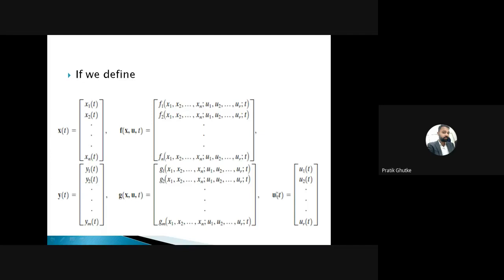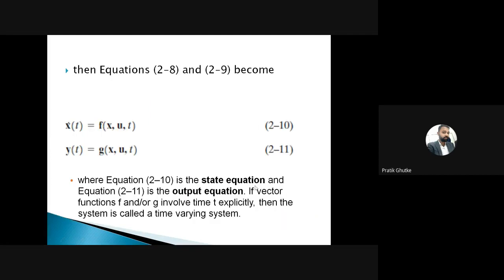So how to write the input function u of t? U of t can be written as a column matrix. Always remember that u of t is a column matrix, and x of t and y of t are your square matrices. X of t and y of t are square matrices, and u of t is a column matrix, which means it will have only a single column.